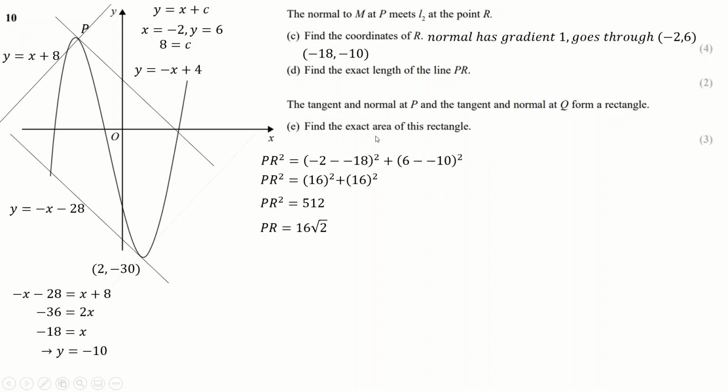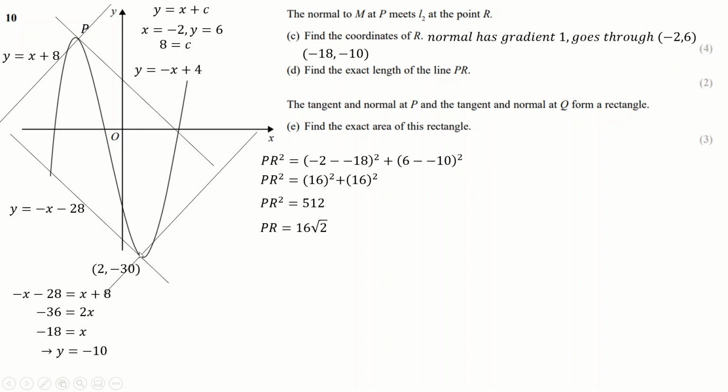And the final question is asking me for the area of the rectangle when you do the same thing over here, draw a normal here, intersection with this line, and you get this rectangle here. What's the area of it? Well, we've already worked out that this length is 16 root 2, so all we need to do is work out this length, which is of course the same as this length, and times them together. So just do the same thing here. This is the point 2, -30, this is the point -18, -10.